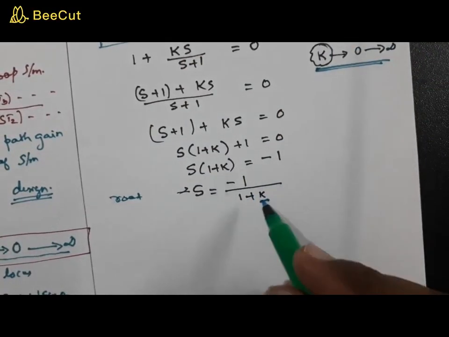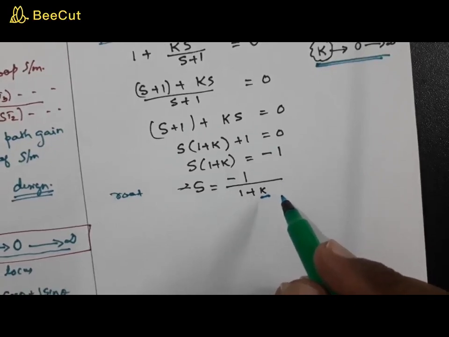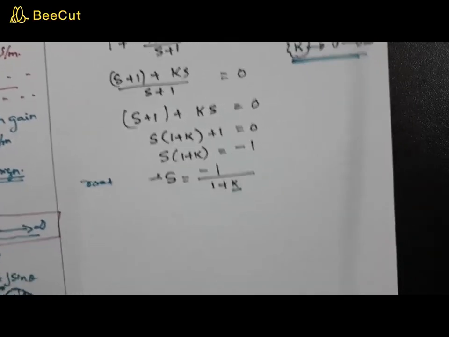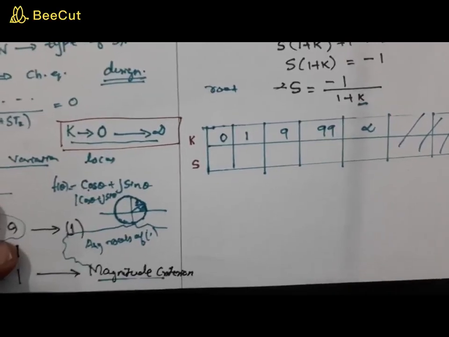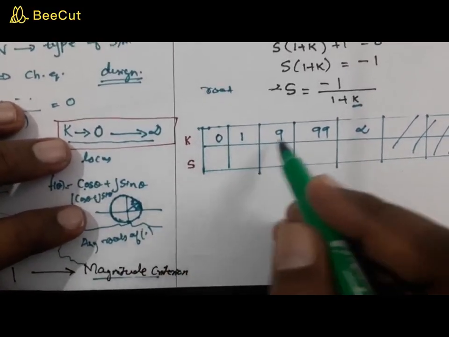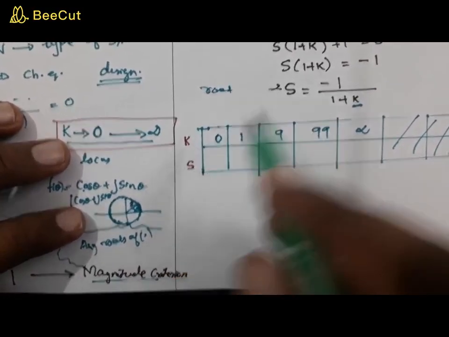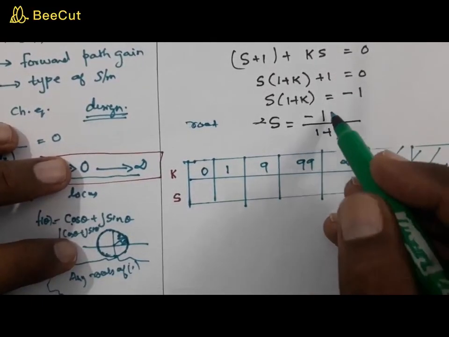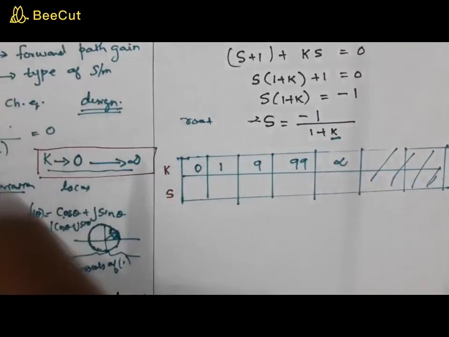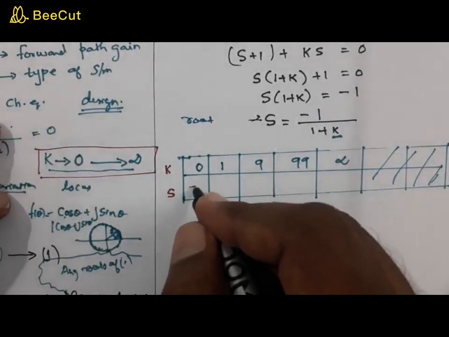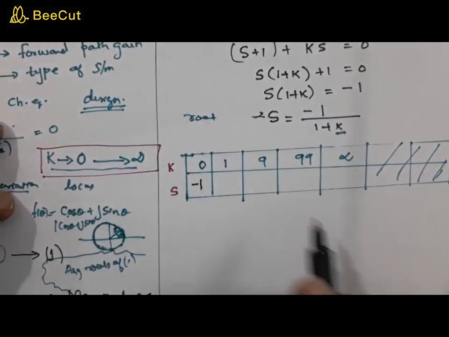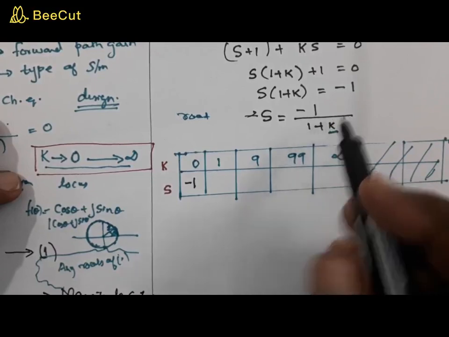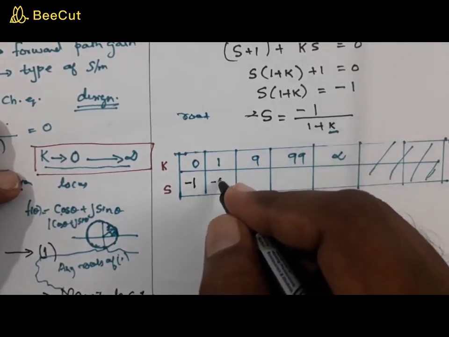Now I'm going to arbitrarily select some values of k and find out the various values of the root. Here is the table for that. Here are the values of k which I have arbitrarily selected, varied from 0 to infinity. Just put k is equal to 0. K is equal to 0 means this becomes minus 1, so s is going to be minus 1. When you put k is equal to 1, this will be minus 0.5, right?